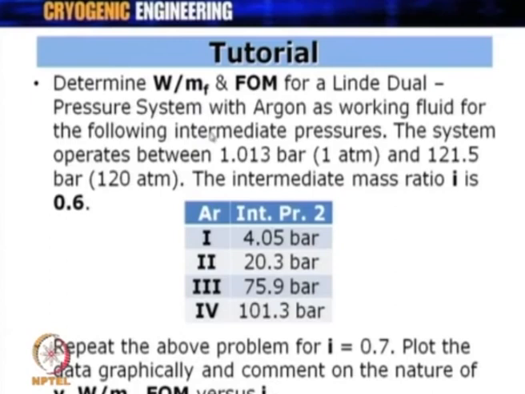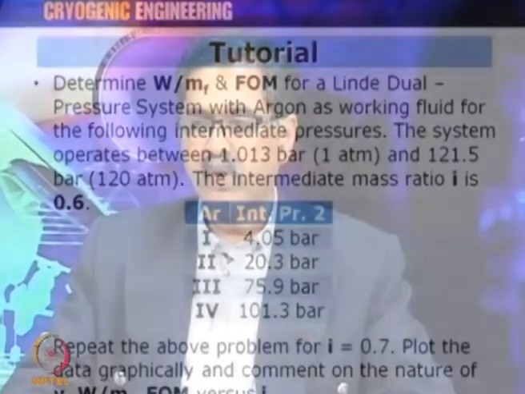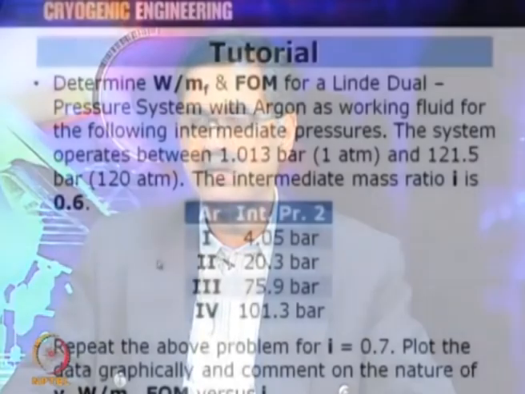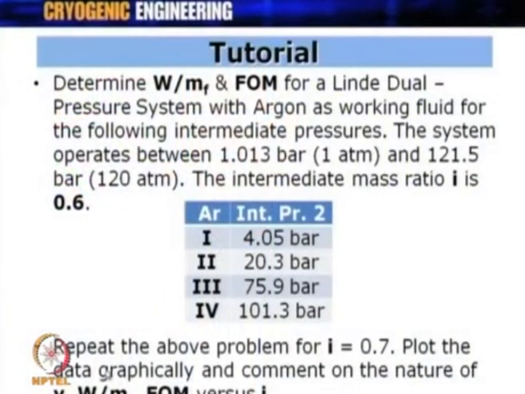So, I am trying to understand the effect of intermediate pressure on W by m dot f and figure of merit, and the effect of the value of I, the mass ratio, 0.6 and 0.7, on all these studies. There are two problems in order to understand the effect of intermediate pressure and the effect of I on these important parameters.